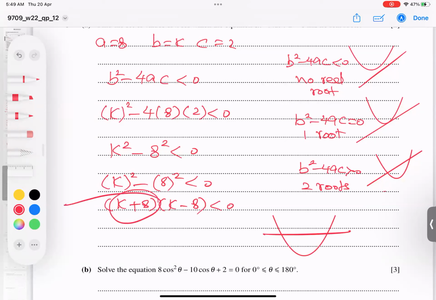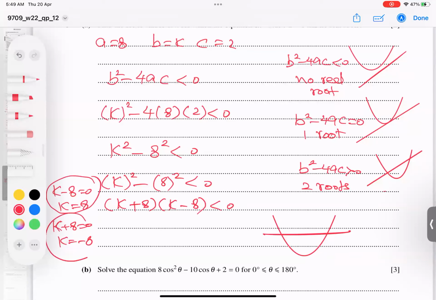If I plug in this equal to 0, students, what I get? I get k plus 8 equals 0, so I get k value minus 8. When I plug in this equal to 0, I get k value 8. So I have two options: minus 8 will come on the left side and positive 8 will come on the right side.